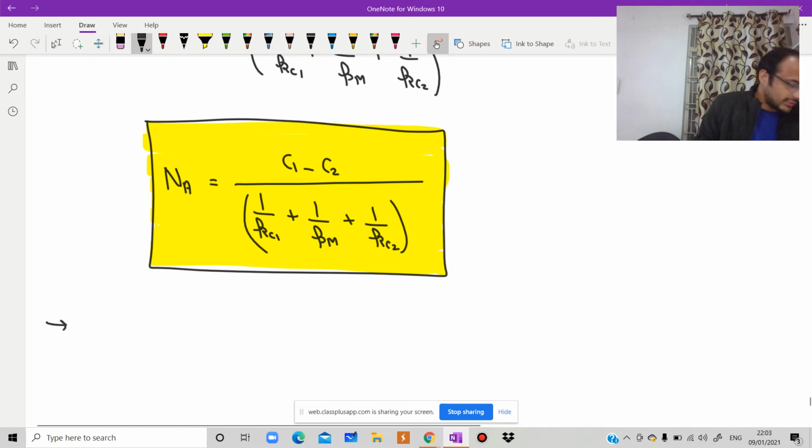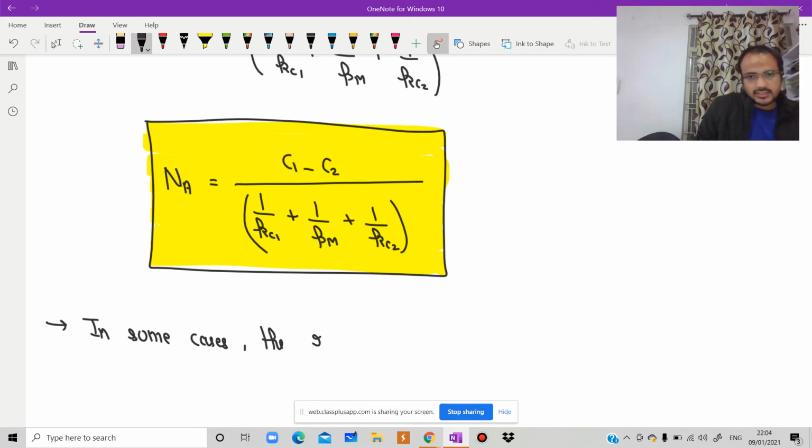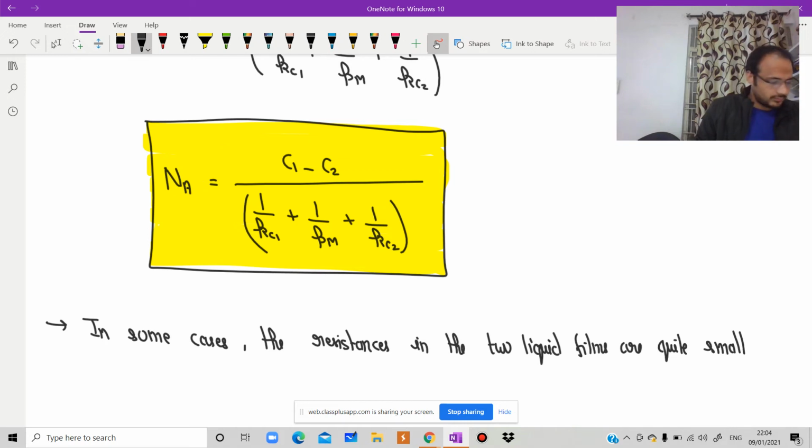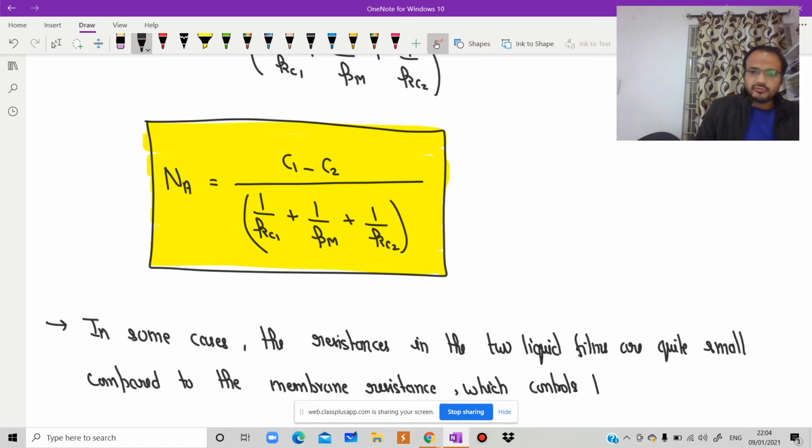Sometimes, in some cases, the resistances in the two liquid films are quite small compared to the membrane resistance, which controls the permeate rate.